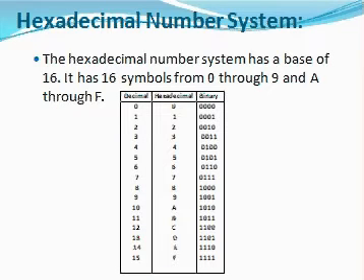Another number system is called the hexadecimal number system. Its base value is 16 because it has 16 different symbols, 0 to 9, and then the alphabet A to F. And this table shows the decimal number, hexadecimal number, and its binary equivalent.